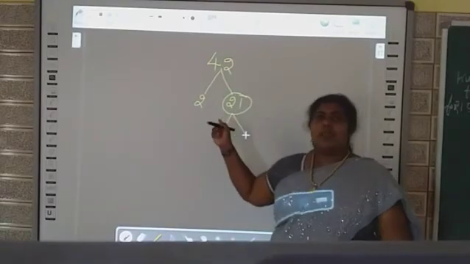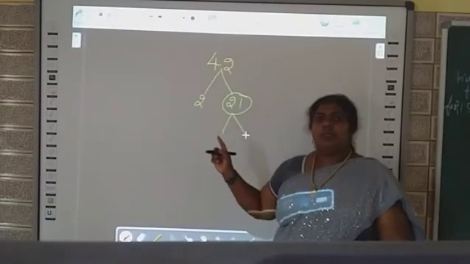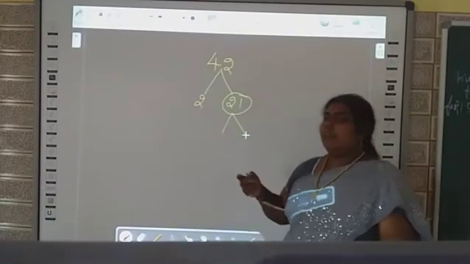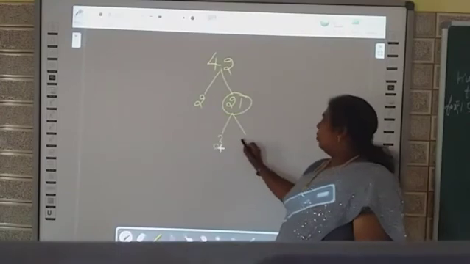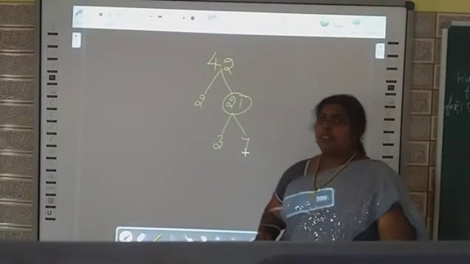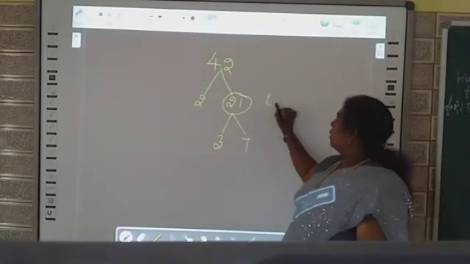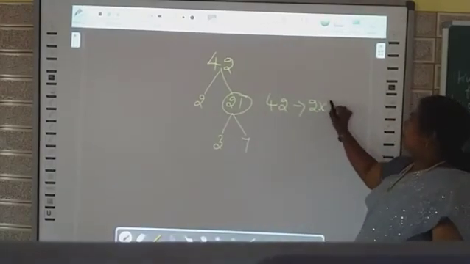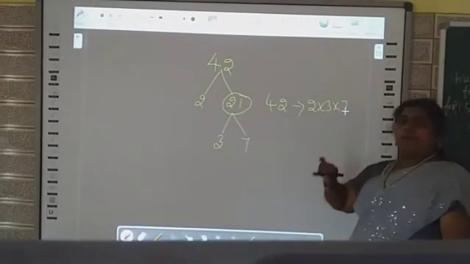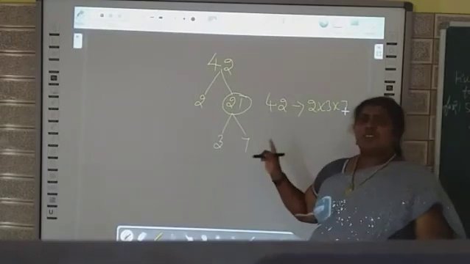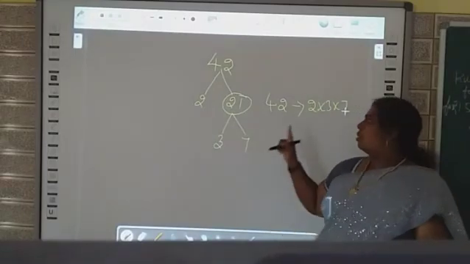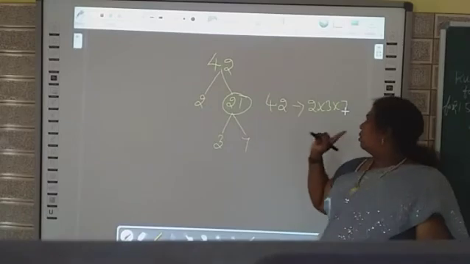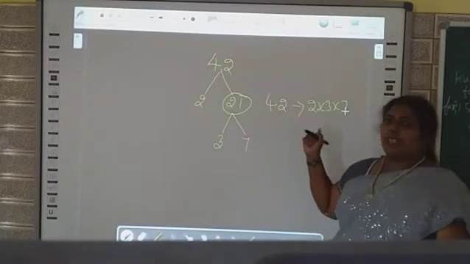Is the second table possible here for 21? No. Then which table? Third table we can use. That is 3, how many times? 7 times, isn't it? So the prime factors of 42 are 2 into 3 into 7. Do you understand? This is the tree method. So the factors of 42 are 2 into 3 into 7.